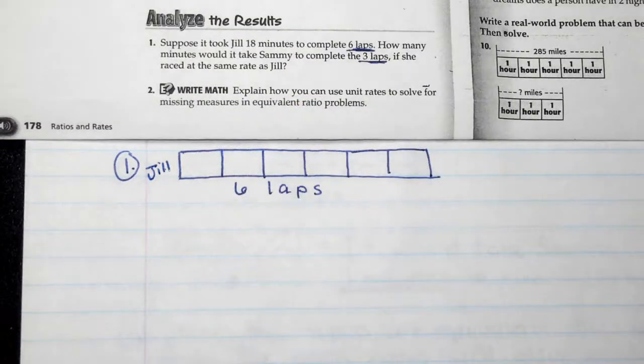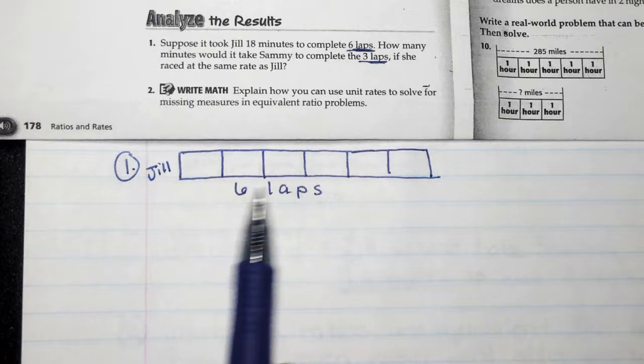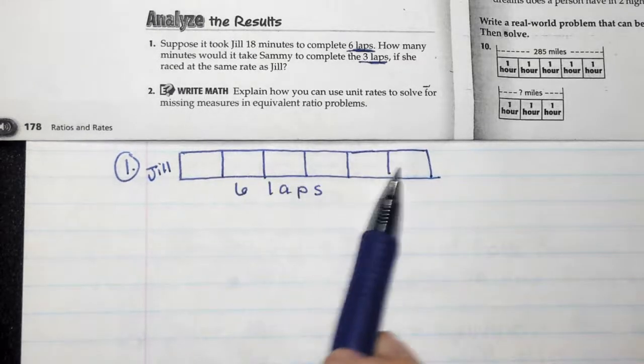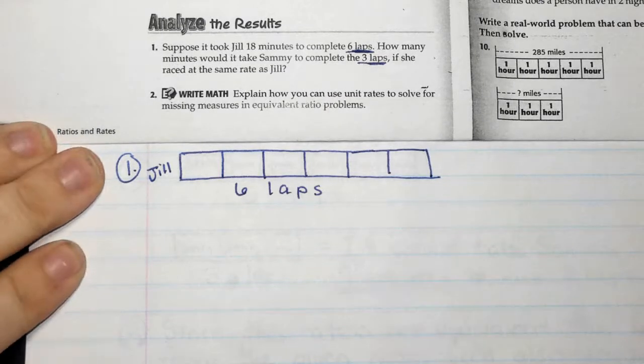Okay. So what does 1 box represent? Raise your hand if you can tell me. What does 1 box represent, Andrew? 1 lap. 1 lap. Perfect. So 6 boxes here for 6 laps, which means 1 box is just 1 lap. Okay. So now we're going to do the same thing for Sammy.